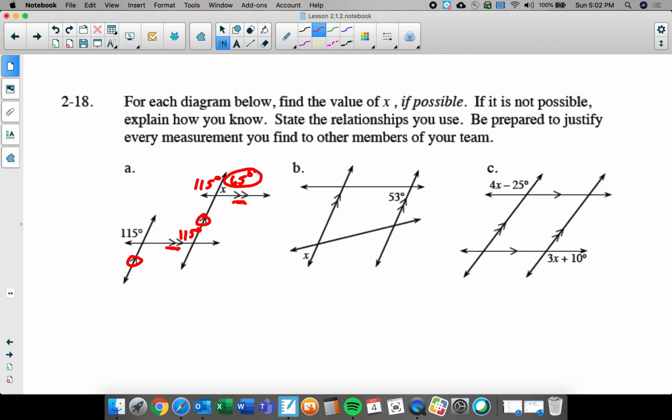In part B, notice I do have some parallel lines, so I can take that 53 and slide it over here.